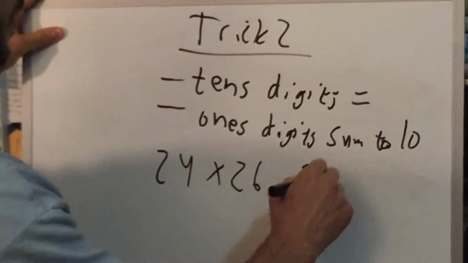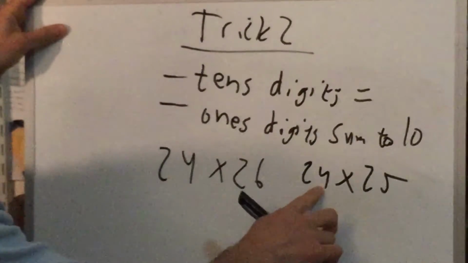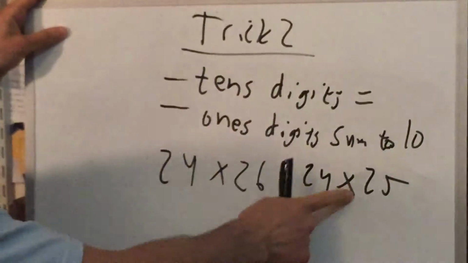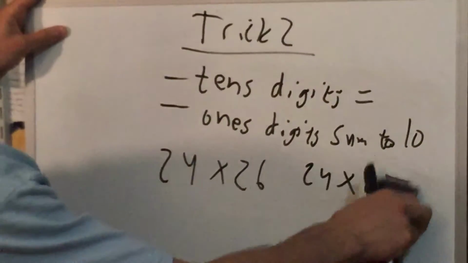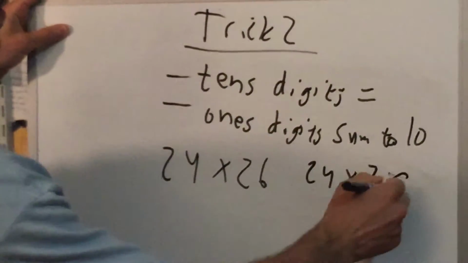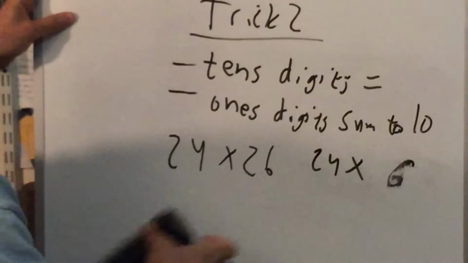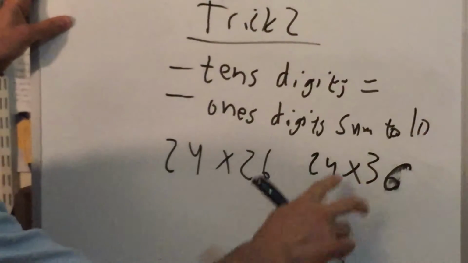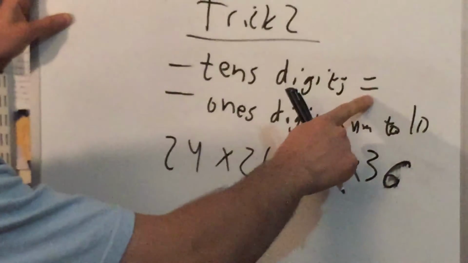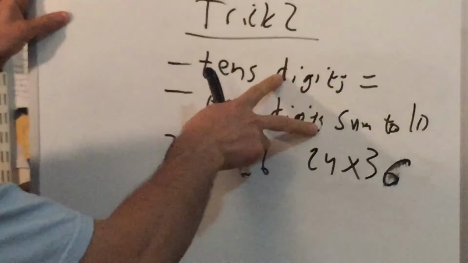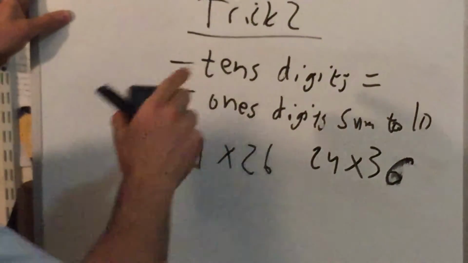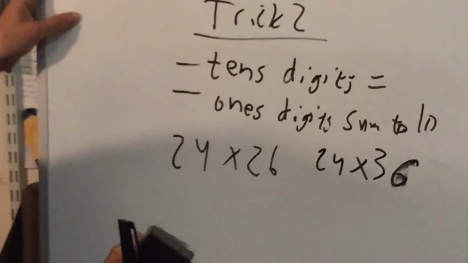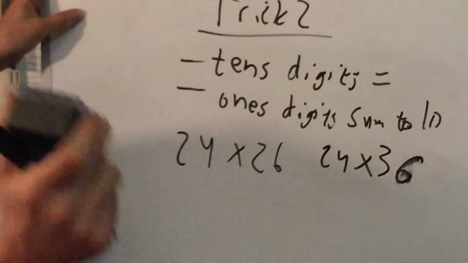Let's say we had 24 and 25. The 4 and the 5 do not sum to 10, so you cannot use trick 2 on this problem. Let's say this is a 6, but this is a 3. So the 4 and the 6 sum to 10, but the 2 and the 3 are not the same. So both conditions must hold. And this only works for 2-digit times 2-digit numbers. I encourage you guys to explore what happens with 3-digit numbers, but I don't know.